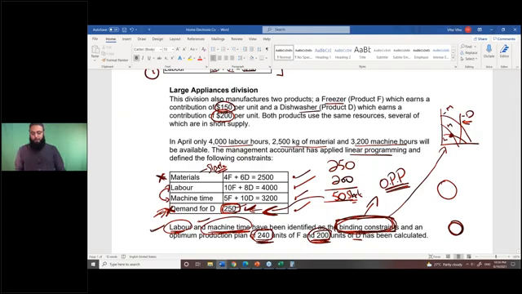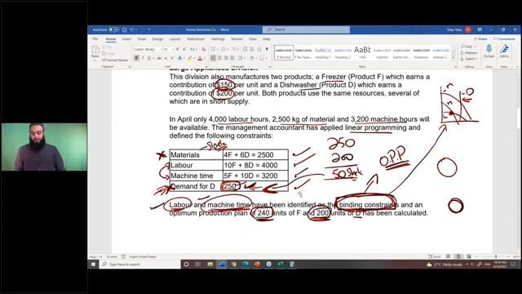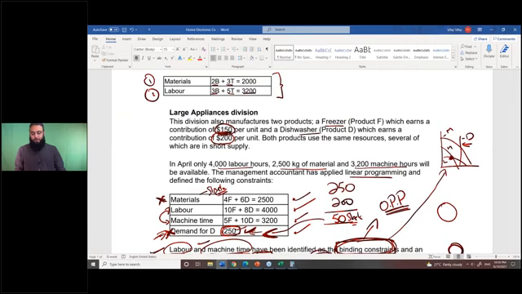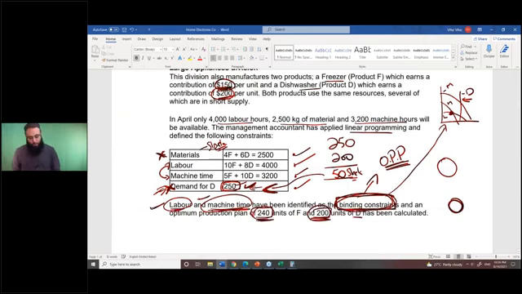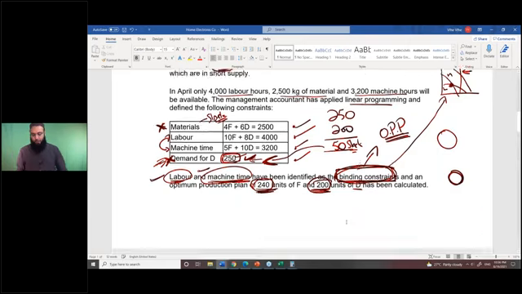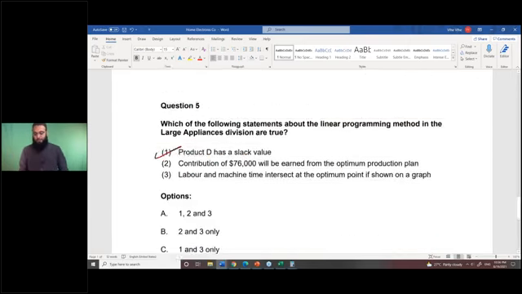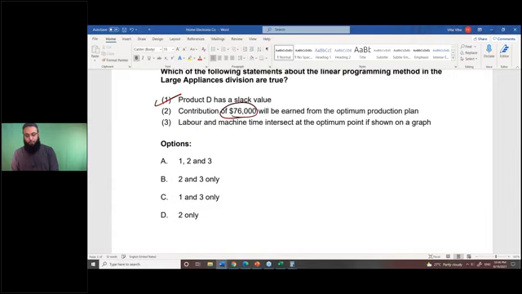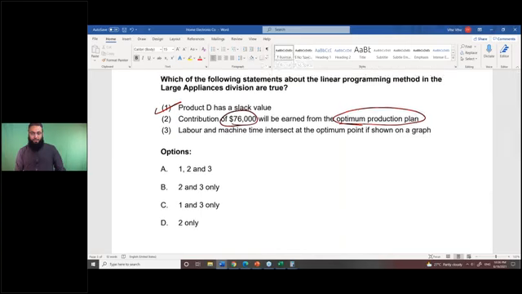So yeah, that's true. Now, second, look at the units contribution, 150 and 200, and the units are also given to me. Now, the next statement is quite simple. Contribution of 76,000 will be earned from the optimum production plan for large appliance. Is it true? Let's check it.